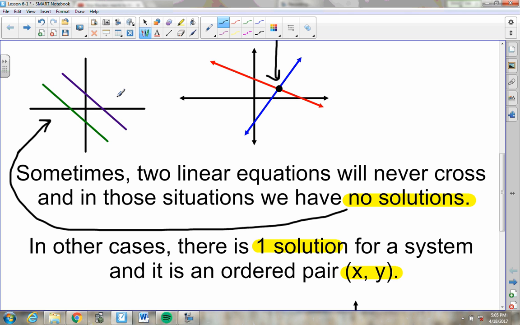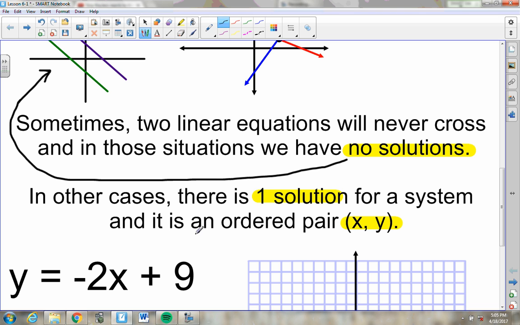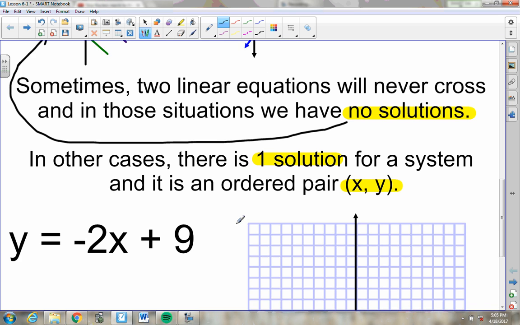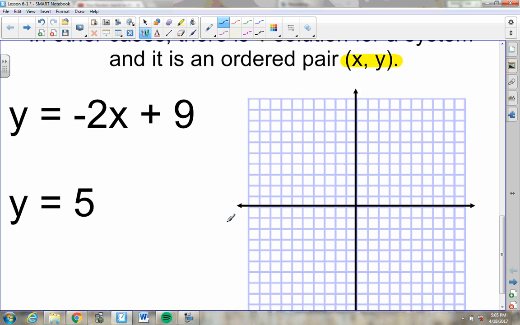In other cases there is one solution for a system of equations, and it's an ordered pair x, y. They're always going to look like this. I promise your solutions to a system are always going to be in this form right here. Now let's look at what this could look like for us.